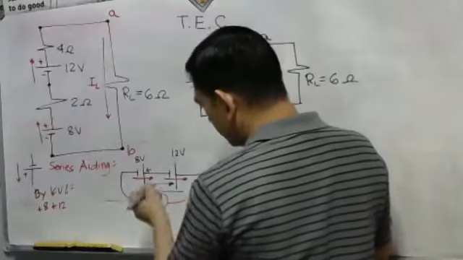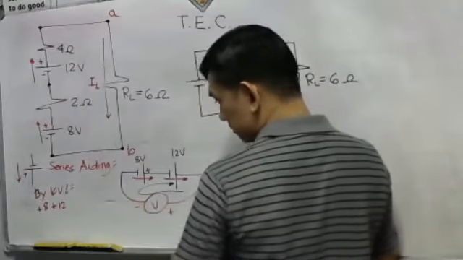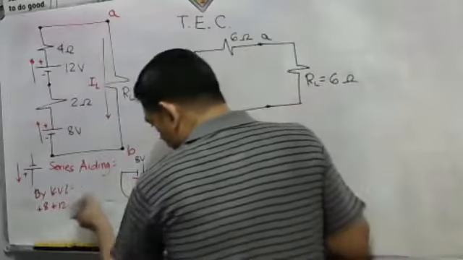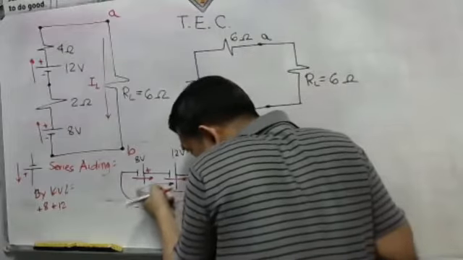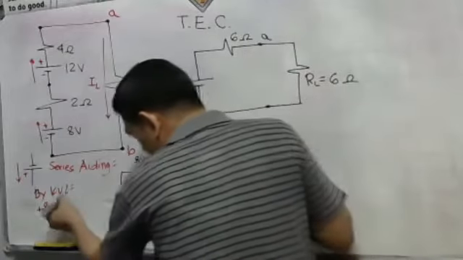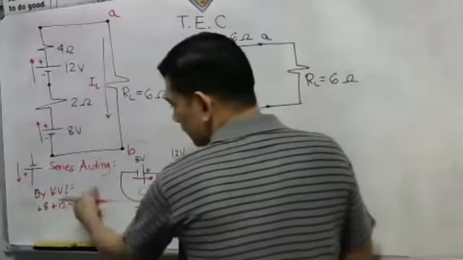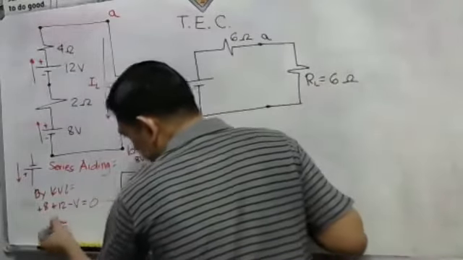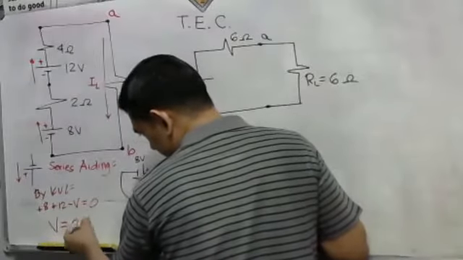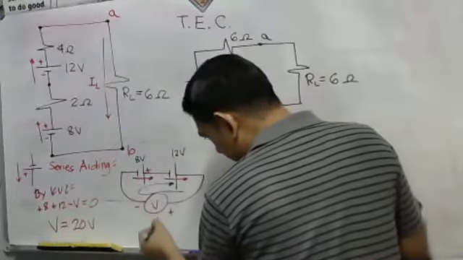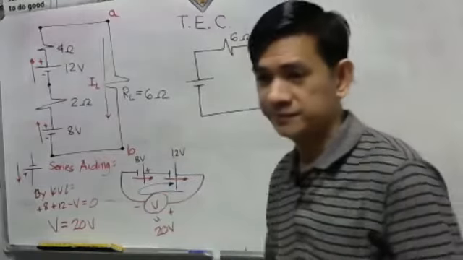Okay? Then, if it so happens, we assume this is negative, this is positive of the battery. So, the circuit tracing leaves on the negative terminal of this battery. So, this is negative V, negative V, that is equal to 0. Let us transpose our V here. So, therefore, our V simply equals 8 plus 12, that is equal to 20 volts. The reading here will be 20 volts. That is the series aiding.